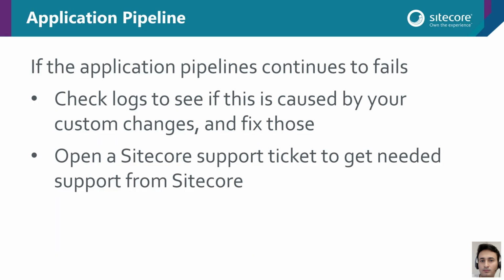If the application pipeline continues to fail, you can check logs and see if this is caused by your custom changes and fix those. In case you are sure that this is not caused by your custom changes, you can open a Sitecore support ticket to get the needed support from Sitecore support team.